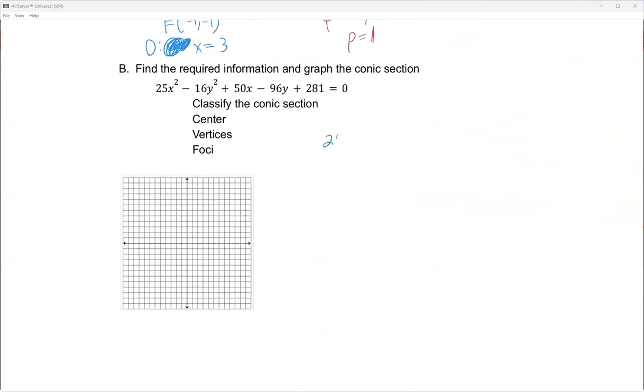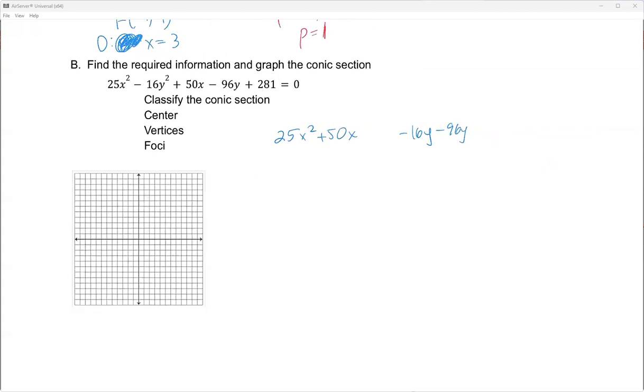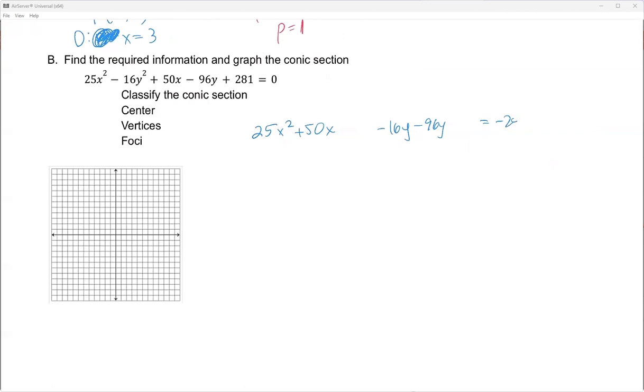This is 25x squared plus 50x, and then minus 16y minus 96y is equal to negative 281. Then we factor out the 25, it'll be x squared plus 2x. Factor out the 16, y squared minus 6y. Or it should be plus, thank you. You made that mistake again. Equals negative 281.